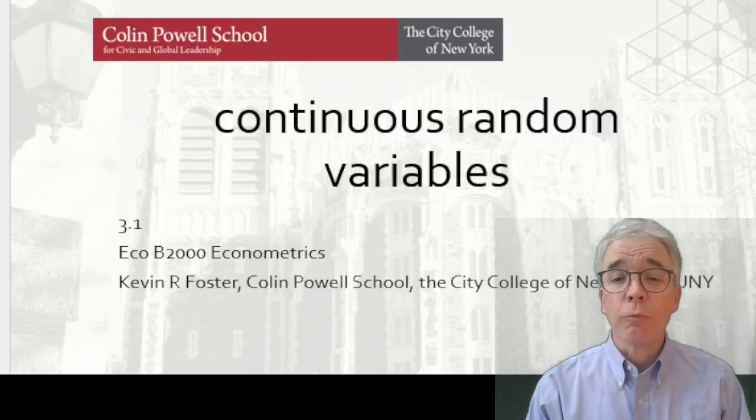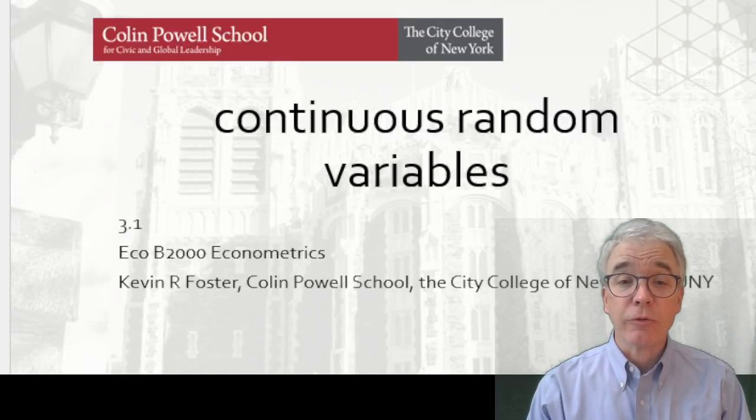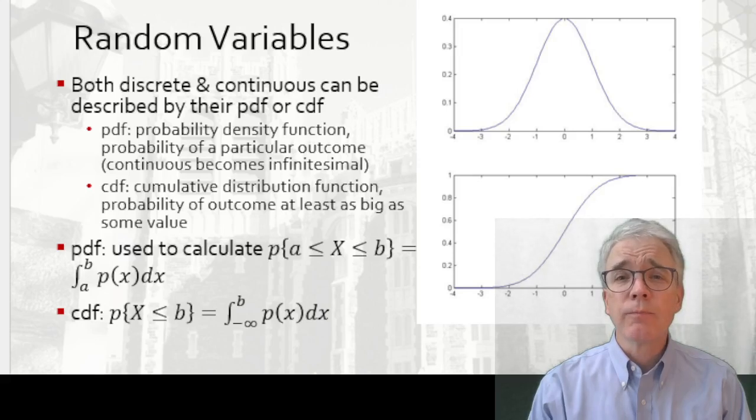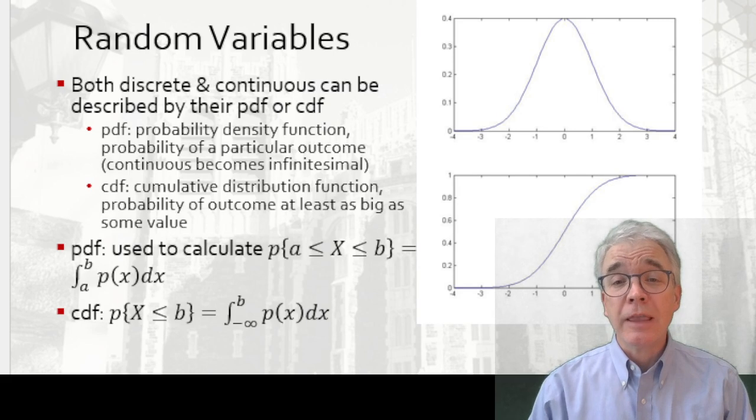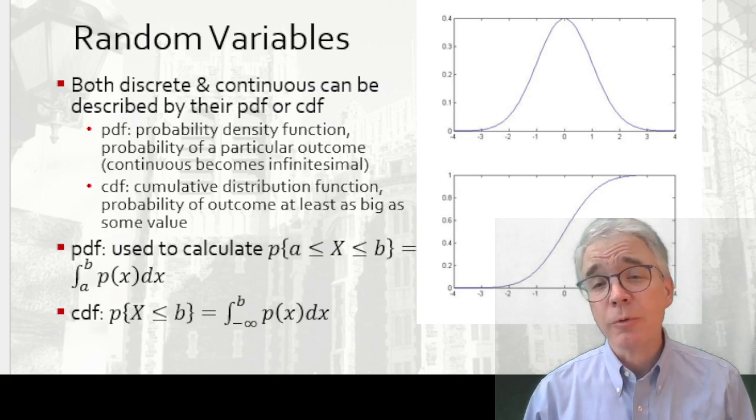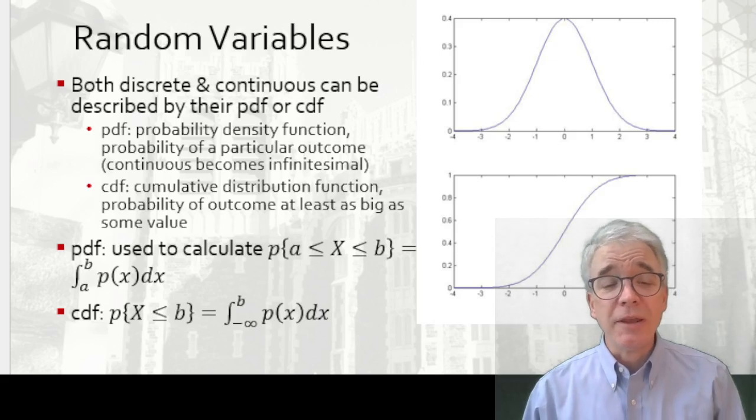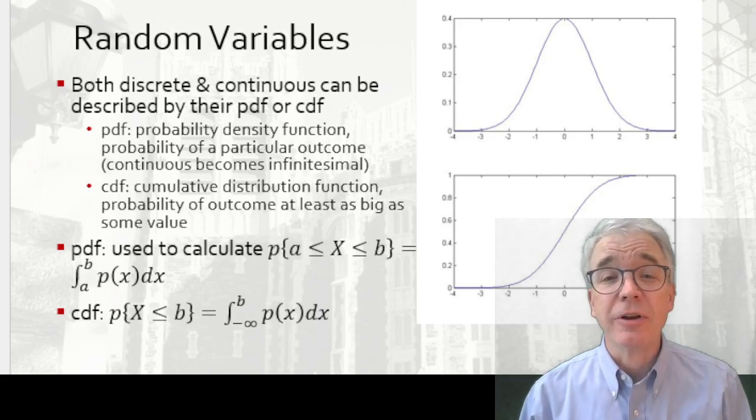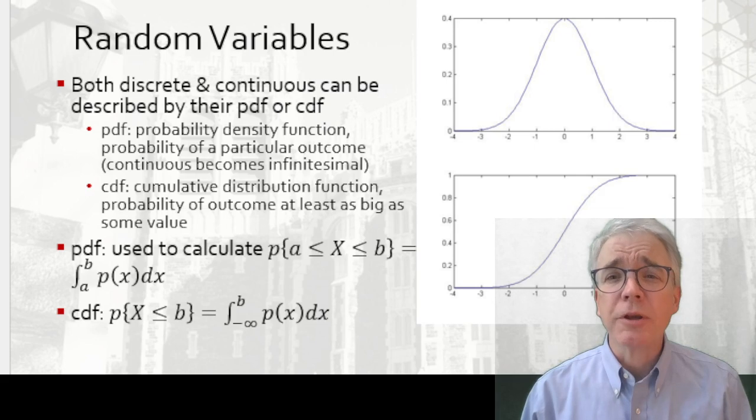We're going to talk about random variables, continuing, but this time we're going to talk about the continuous ones. All random variables, whether continuous or discrete, can be described by either their PDF or their CDF. The PDF is the probability density function. That's the probability of a particular outcome, or range of outcomes.